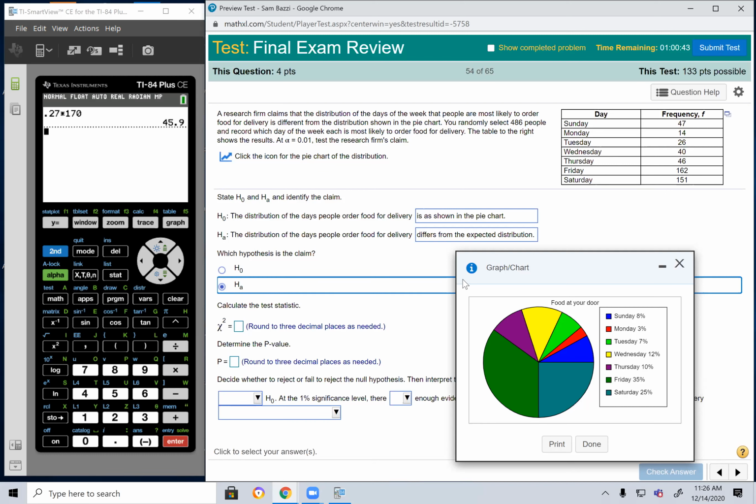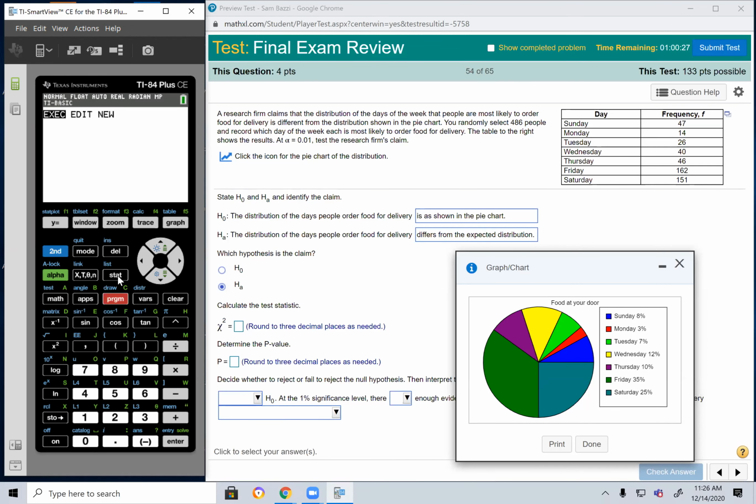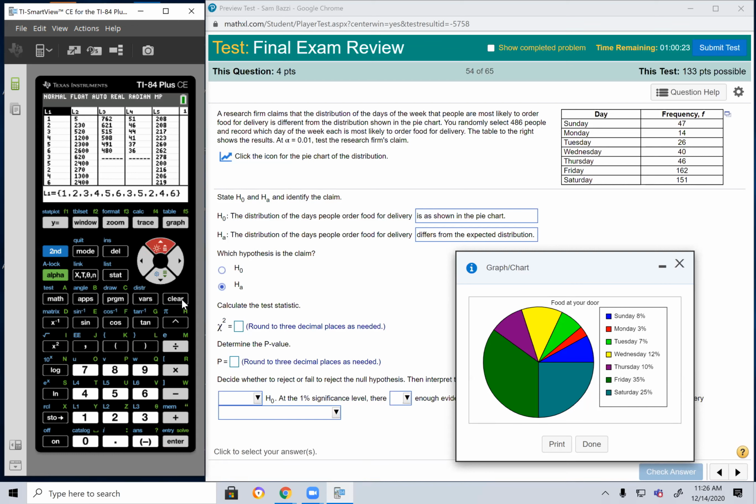And how do you calculate the test statistic? You need the observed values and the expected values. These are the observed values, the frequencies; you put them in L1. The expected values are going to go in L2, and let me show you how to find them. So here's how you do it. You go to Stat, Edit, clear L1, clear L2, and I'm going to do this on the calculator. So let's do it together.